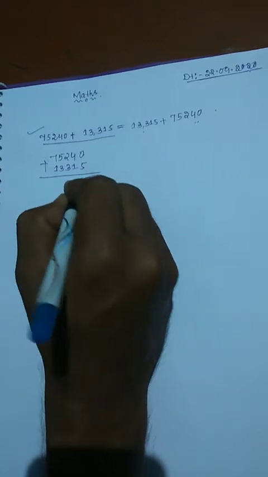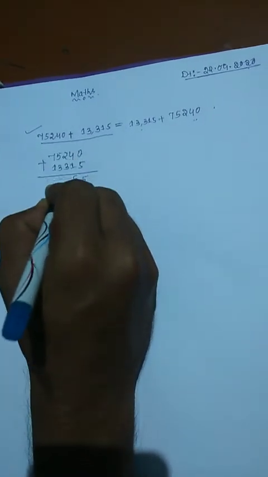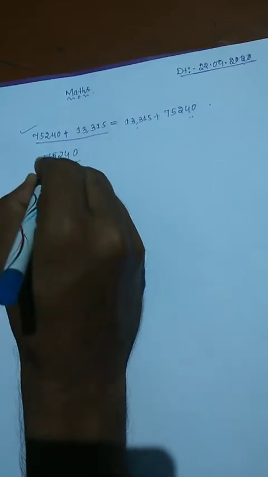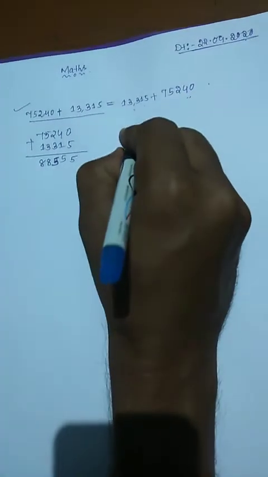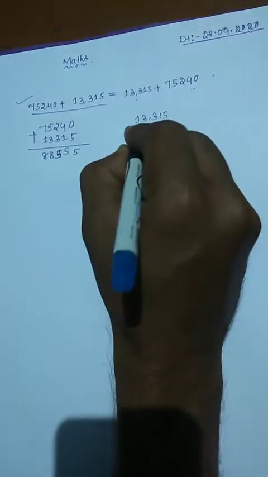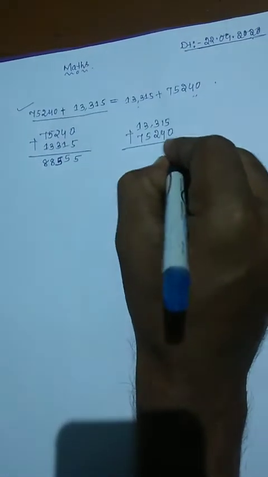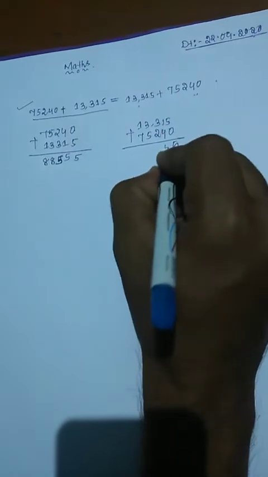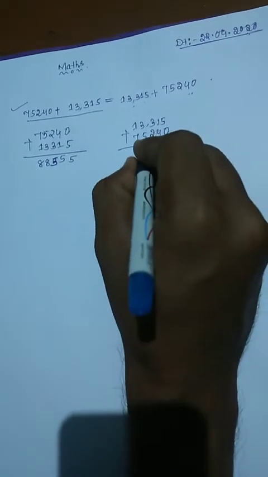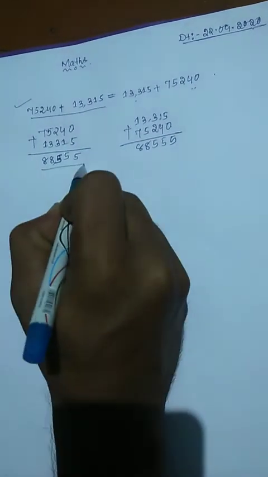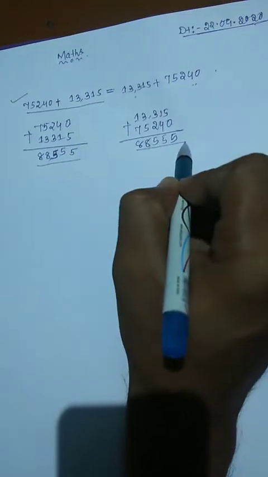Suppose we check this side: 75,240 plus 13,315. Let's add. 5 plus 0 is 5, 4 plus 1 is 5, 2 plus 3 is 5, 5 plus 3 is 8, 7 plus 1 is 8. Let us check this side: 13,315 plus 75,240. 5 plus 0 is 5, 4 plus 1 is 5, 3 plus 2 is also 5, 5 plus 3 is 8, 7 plus 1 is 8. See, here 88,555. So here also 88,555.